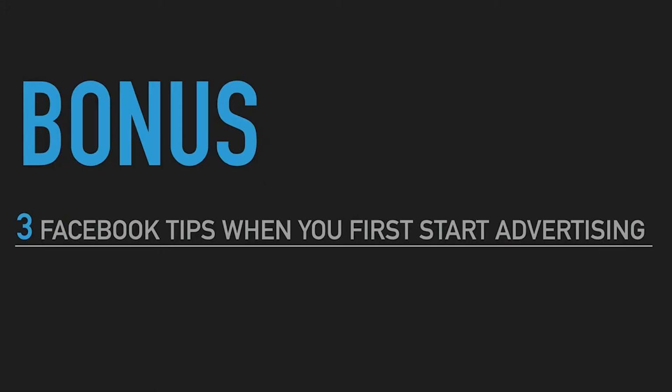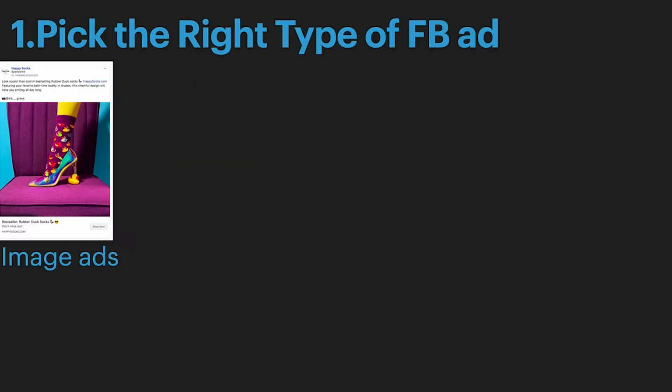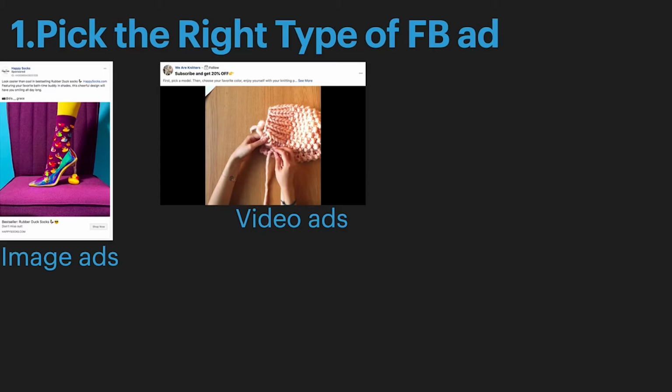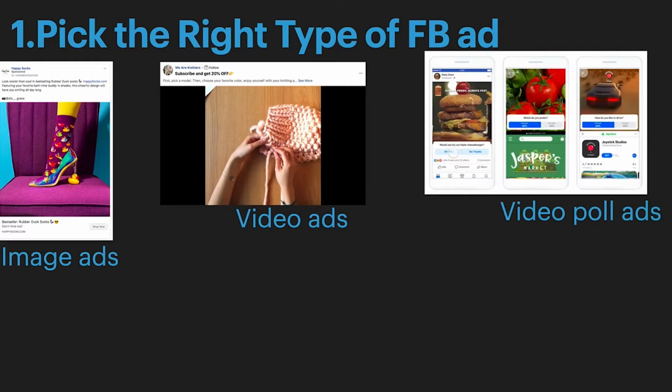I want to talk about those 3 bonus tips for when you first start advertising. Well, first you've got to pick the right type of ad. That's so important. And you've got to look at what types of ads there are. There are image ads, which is just like the one you can see on the screen. There are video ads, where if you click that, it plays a video about sewing and knitting if you're interested in that. Then there's a video poll ad, like we talked about.